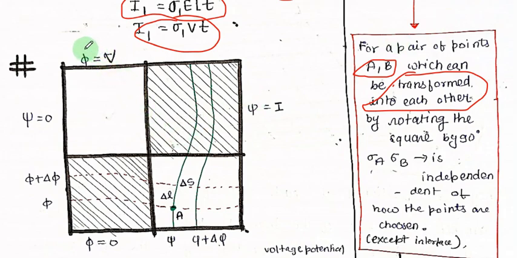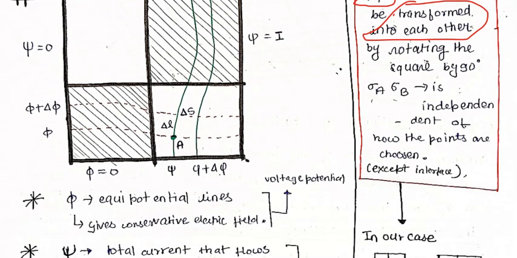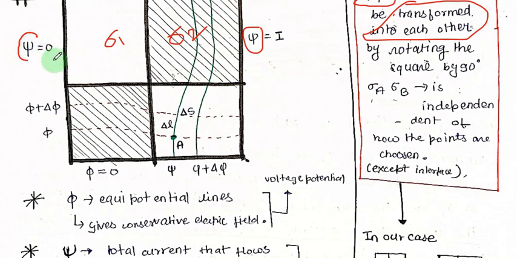So if I just take phi as the electric potential, that will give us the conservative electric field, and psi as the current potential, this is the black square and this is the white square. So if I take the black square as sigma 2, it is already given, and the white square as sigma 1. Here the current streamline potential is 0, and here the current streamline potential is I.